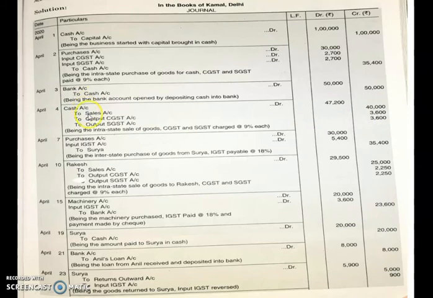To output, whenever the word sales is used, we have to use the words output CGST and output SGST, 9%. So 40,000 into 9%, you will get 3,600. Again 40,000 into 9%, again 3,600, the same value. Add this together, and you will get one amount. That is the cash you have received from this sale.